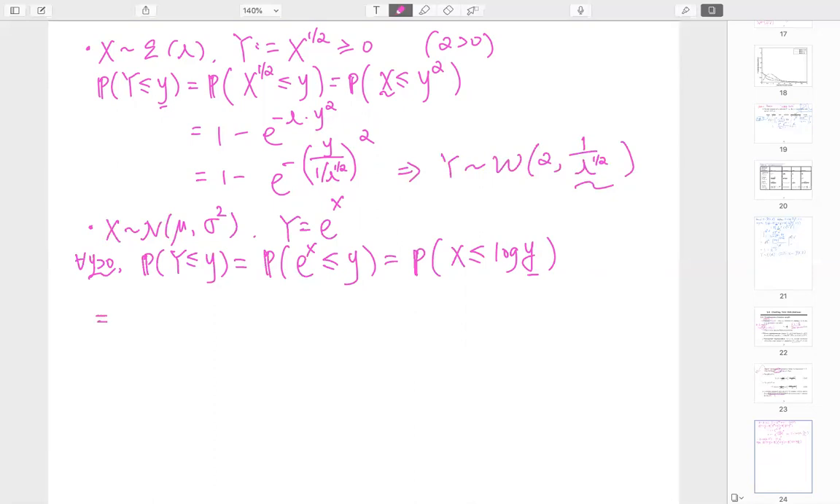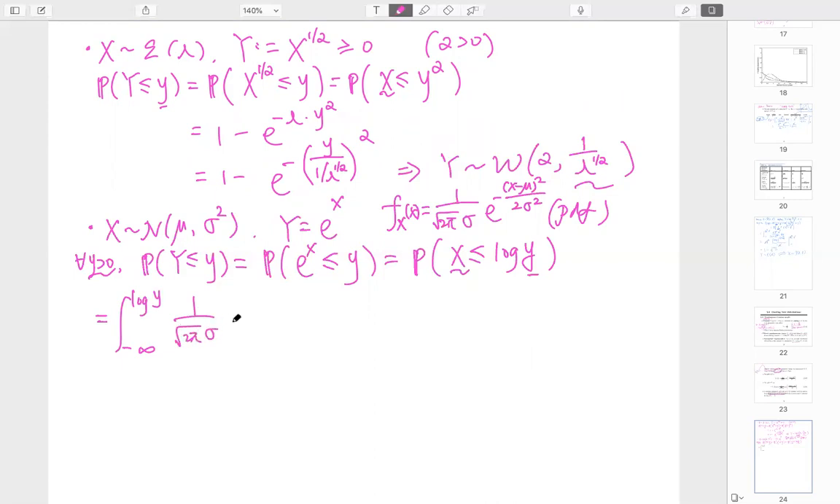Again, my X is a normal. By the way, you need to know the PDF of a normal, not standard normal, with 2 sigma squared and alpha minus mu squared. If you write the PDF down a few times, you will naturally memorize it. Everything should flow somehow naturally from your mind. So this is nothing but definition. The next step is the key. This is obviously the CDF of Y.